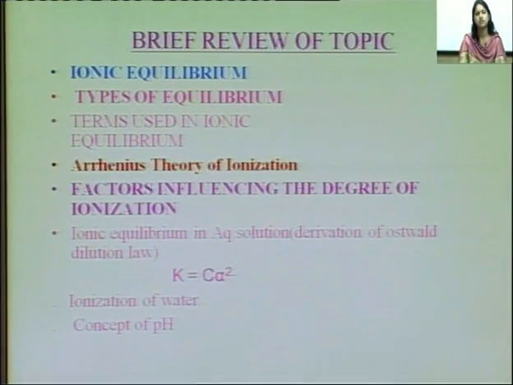Then I have discussed the Ostwald dilution law, that is ionic equilibrium in aqueous solution, where I have derived the relationship, that is K is equal to C alpha square. So, in ionization of water topic, I have derived the relationship, that is ionic product of water, Kw, which is equal to the product of the concentration of hydronium ion and the molar concentration of hydroxyl ion. And its value is taken to be constant, that is 1 into 10 raised to power minus 14. Then I have explained the concept of pH, which is negative log of hydronium ion concentration.